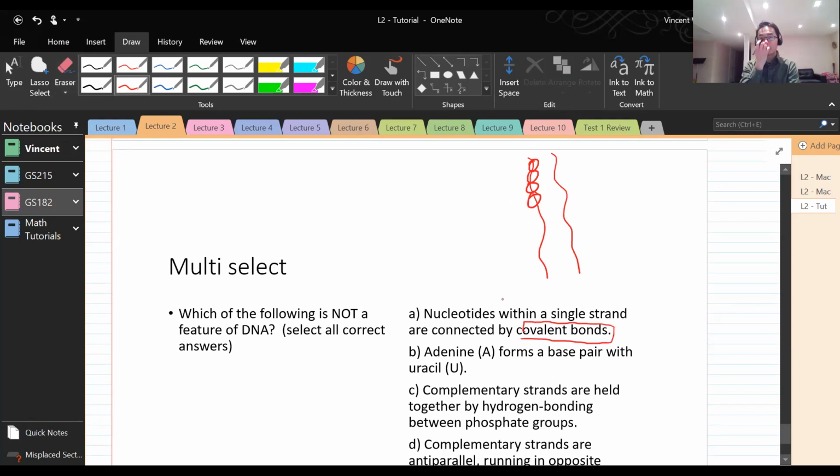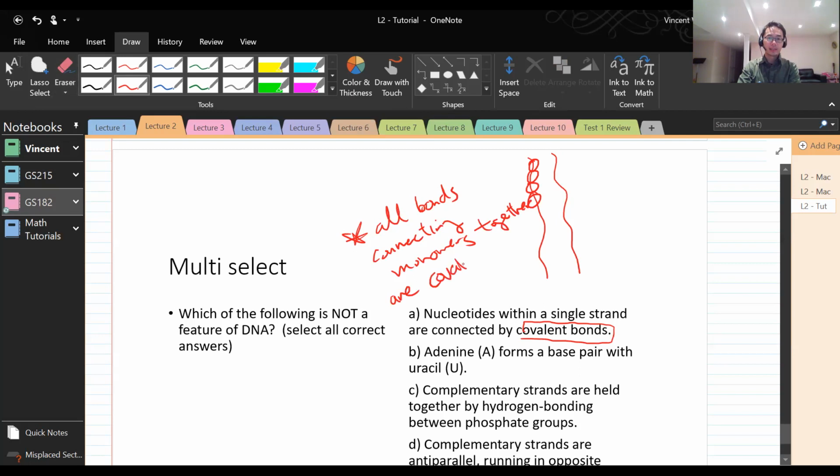In fact, everything we talk about today, the sugar and the sugar, that is a covalent bond. The peptide bond is a covalent bond. What connects the glycerol and the fatty acid? That's a covalent bond. Every bond that connects the monomers together is a covalent bond. So maybe you should write that down. All bonds connecting monomers together are covalent. Okay, write it down, please.